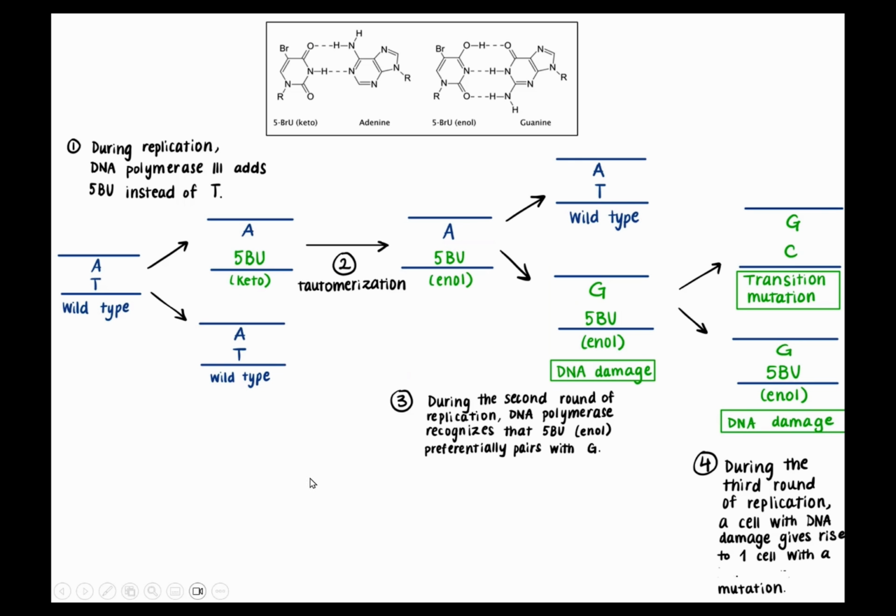So if you go back to this, this was transition because I'm comparing A, which is a purine, to G, which is a purine. If you take the bottom strand, you'll get the same answer. T is a pyrimidine and C is a pyrimidine. So purine to purine or pyrimidine to pyrimidine, that is transition.